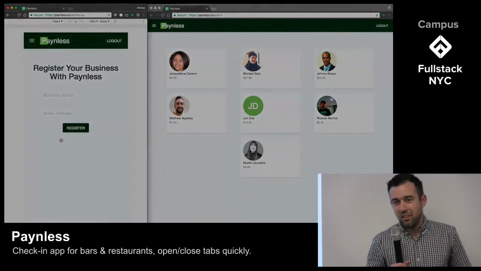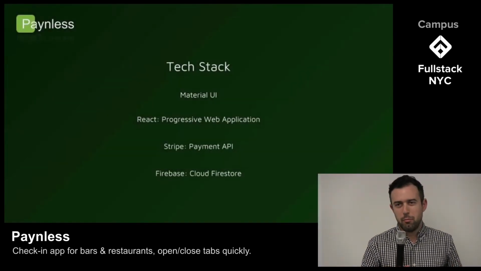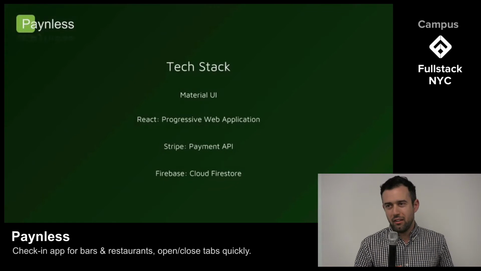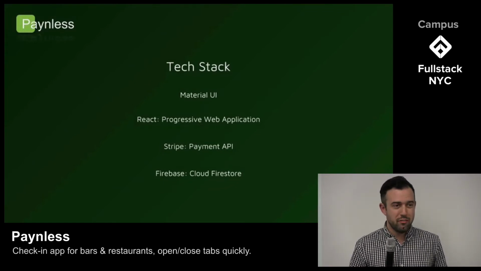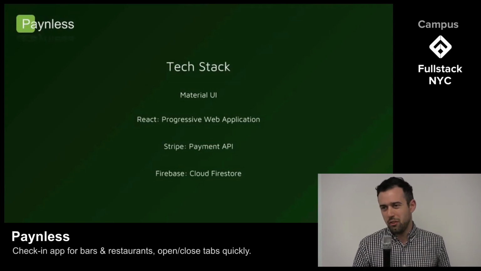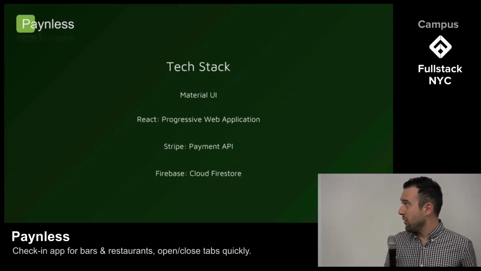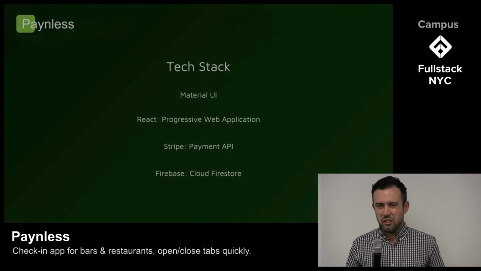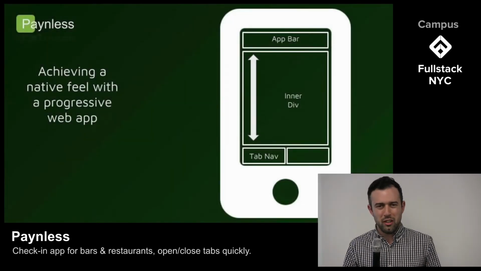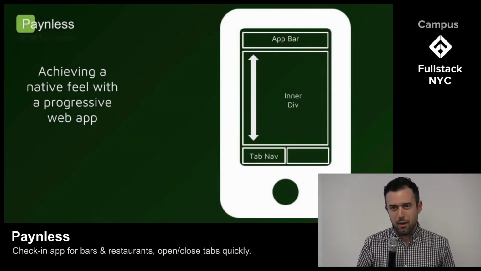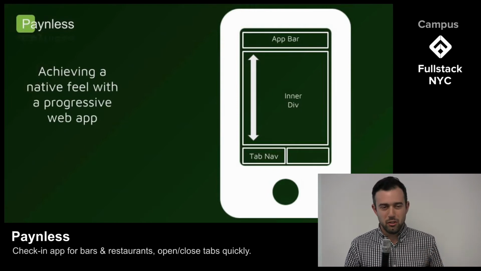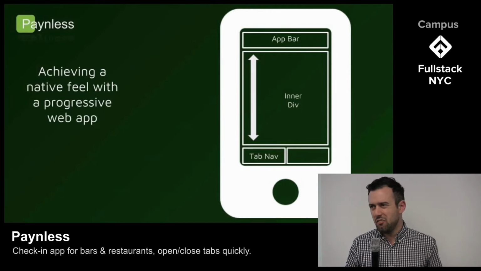Thanks, Johnny. So our stack was primarily React and Firebase. This stack was fantastic for real-time updates as well as quick development, but it's not without some challenges. One of our challenges was getting a native look and feel while using a progressive web app. A progressive web app is an application built like a website, but it's meant to be saved on your phone, just like a native application.